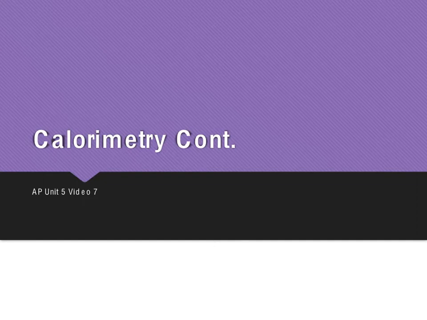All right, welcome to our 7th video of our 5th unit of AP Chem. Calorimetry continued. We are actually going to start performing calorimetry, or at least solving problems like what we would do if we were doing calorimetry in this video.